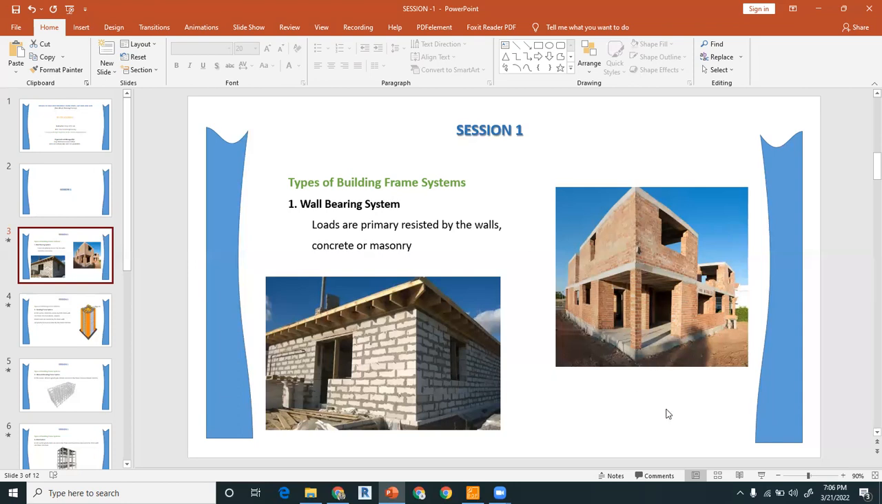And these masonry walls are made of bricks, right? So this is the first bearing system. You can also design it in ETABS or in any other software, right? You will design it as per the requirement or as per the architectural design. And normally the residential buildings are of the wall bearing system, right?